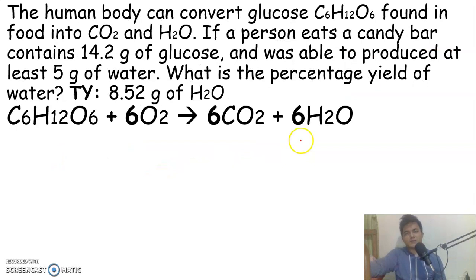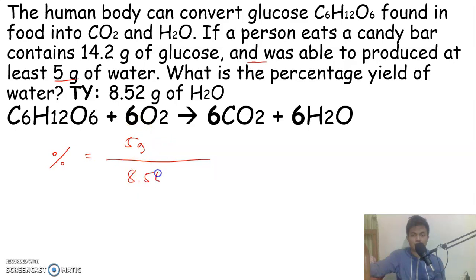For this one, still the same. It says it was able to produce at least 5 grams of water. So the actual yield that we have is going to be 5 grams. And then the theoretical yield, which was solved in the stoichiometric problem, is going to be 8.52 grams. To solve for the percentage, write down the actual yield, which is 5 grams, and then 8.52 grams of water. Cancel out the water, and then you divide 5 by 8.52, and then multiply it by 100.